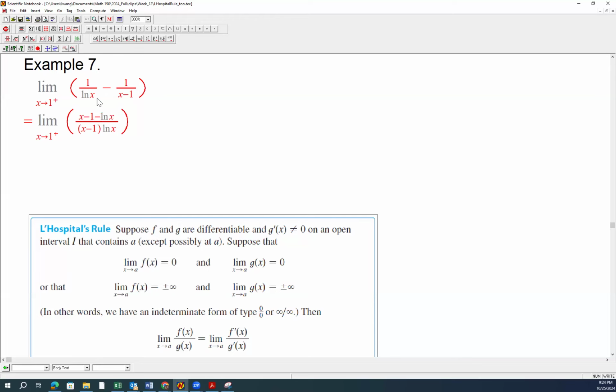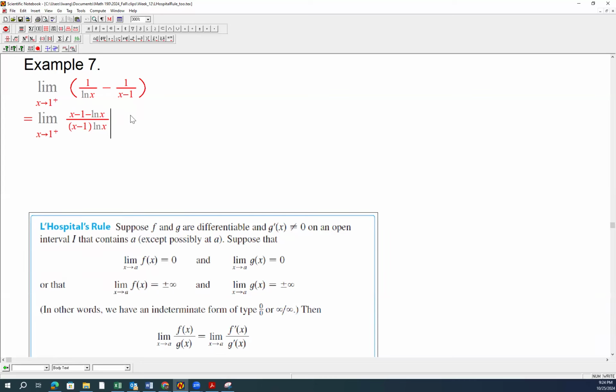Okay, the common denominator, right, is x minus 1 ln x. All right, so if you need to pause and figure out why this is the case, you may, okay? We don't need the big parentheses outside. So when x approaching 1 from larger than 1, denominator approaching 0, numerator is also approaching 0. So we can actually apply L'Hopital rule now. L'Hopital rule.